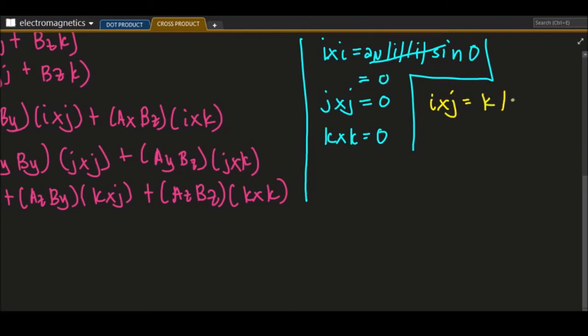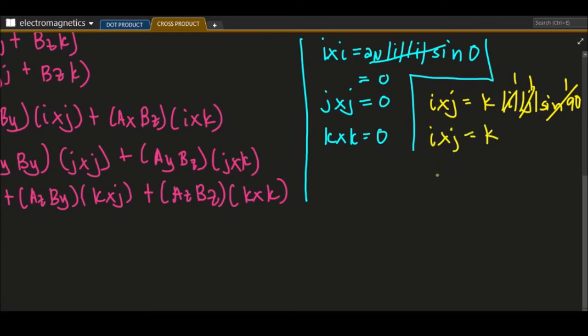So the absolute value of i, the absolute value of j, sine the angle between them. Because they are perpendicular, they are unit vectors, so the angle is 90 and sine 90 is equal to 1. The absolute value of unit vectors is also 1. So i cross j is equal to k.